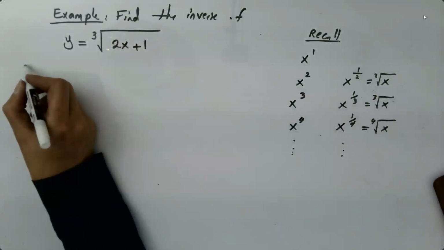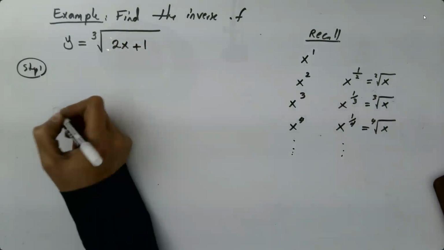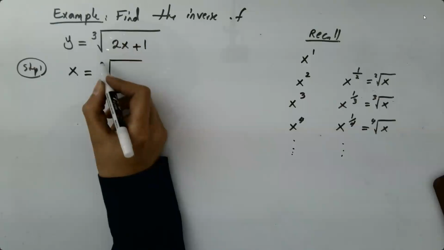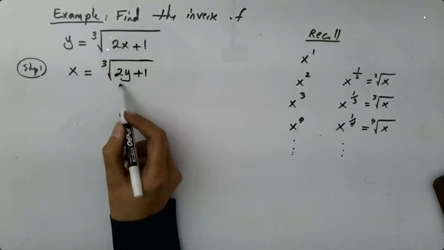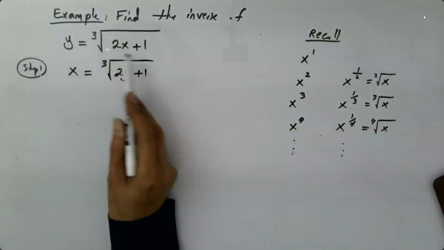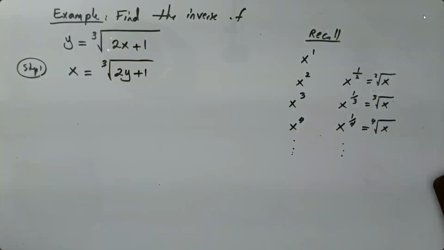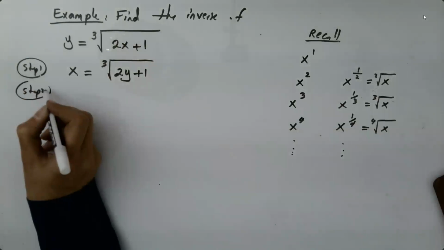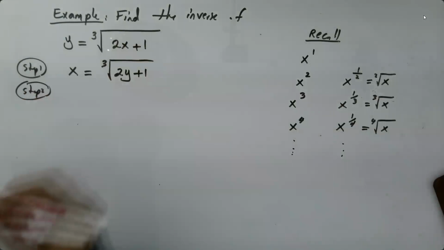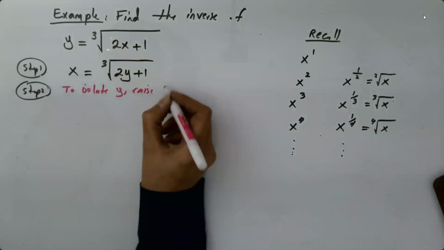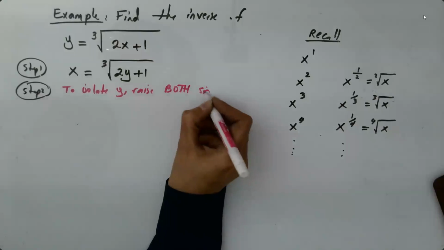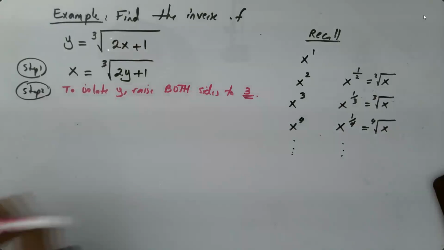So first, step 1, flip x and y. So x becomes the third root of 2y plus 1. Now to isolate y, you have to get rid of this third root. Raise both sides. This is our step 2. Let me write down this step. To isolate y, raise both sides to the third power.